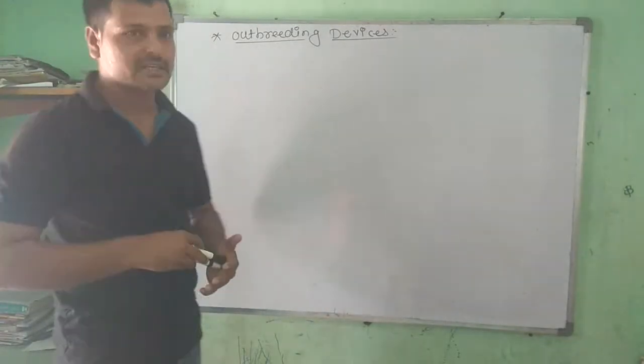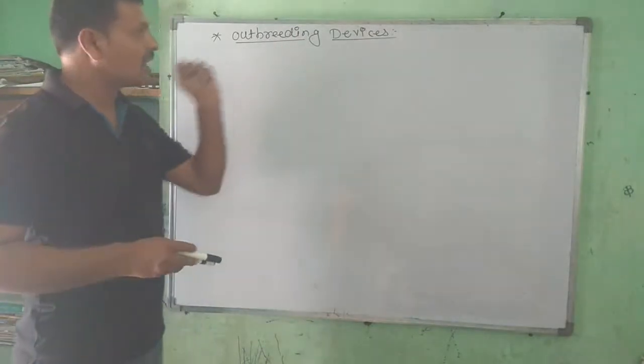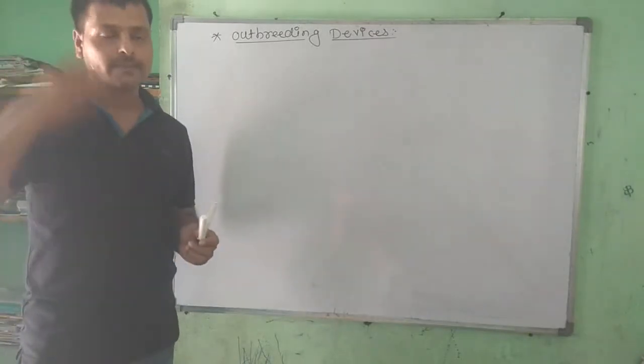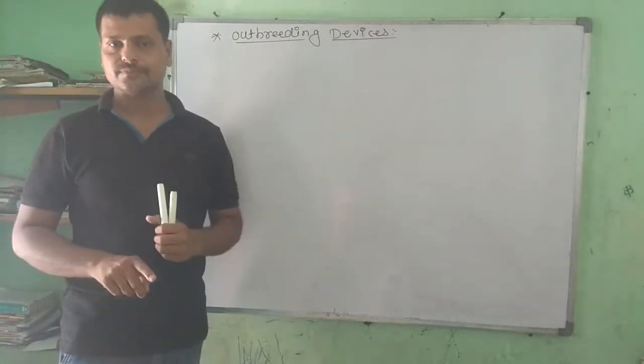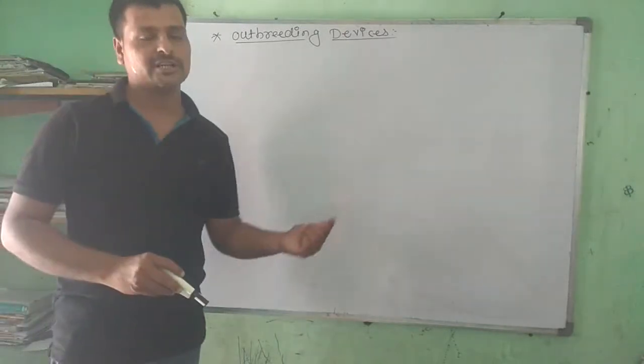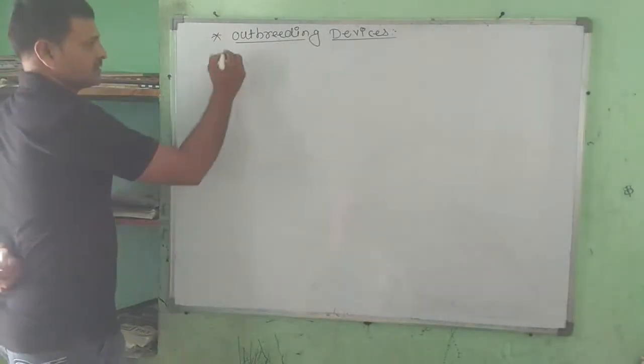those plants develop certain devices that are called outbreeding devices. Now here we discuss the outbreeding devices. So what are outbreeding devices? Actually, devices or mechanisms which prevent self pollination and encourage cross pollination are called outbreeding devices.